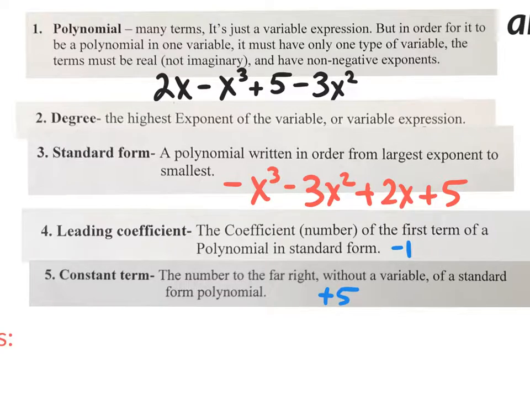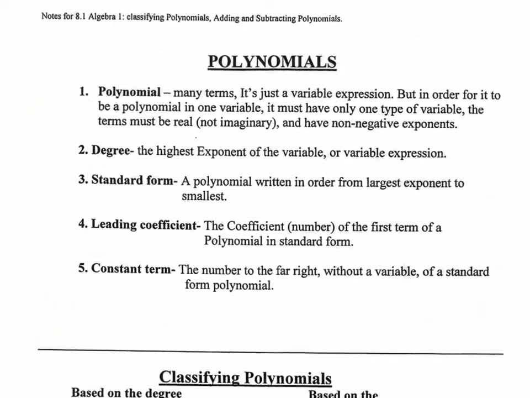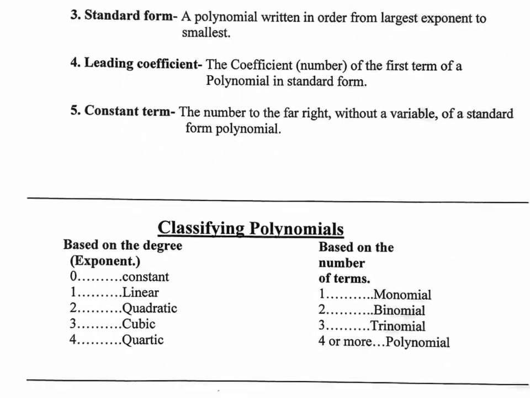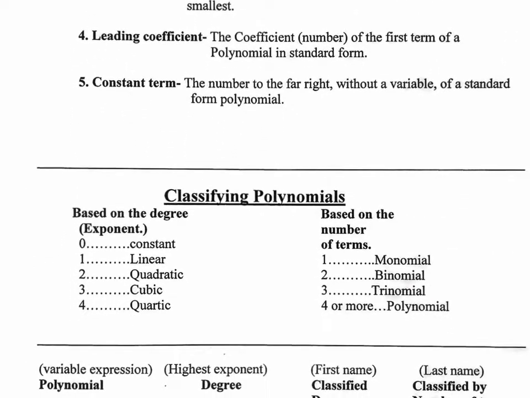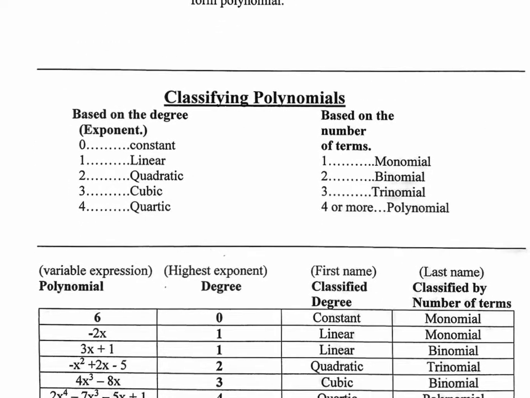Okay, so do we understand these vocab words? Yeah? Okay, guys, so this is the page of notes that you just received right now. And of course, it has all the vocab words that we were talking about. Polynomial, many terms, degree, standard form, leading coefficient, constant term. We need to be responsible for understanding each of those vocab words. Now let's move on to this next section, which is classifying polynomials.